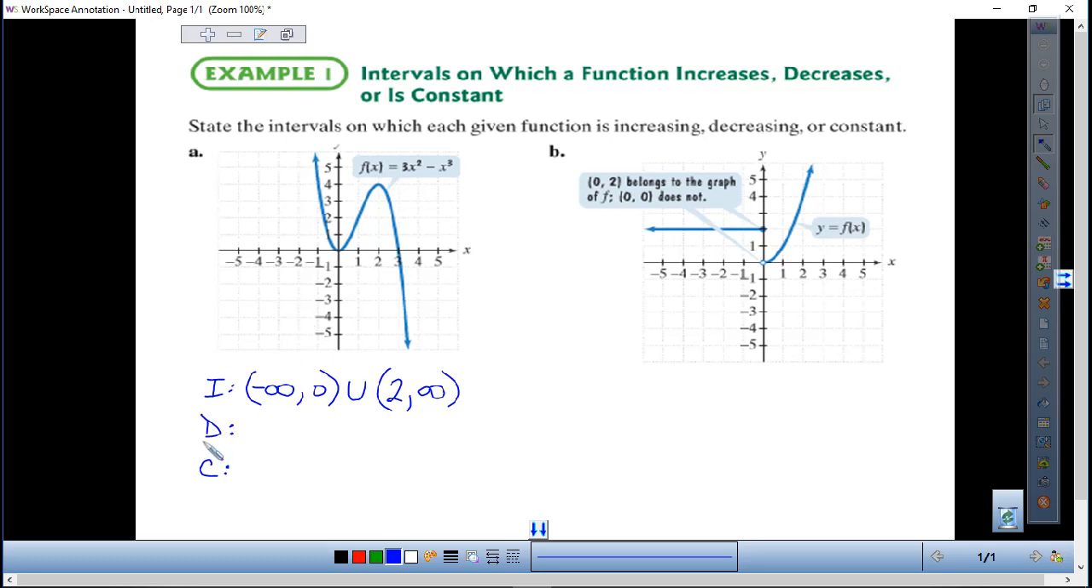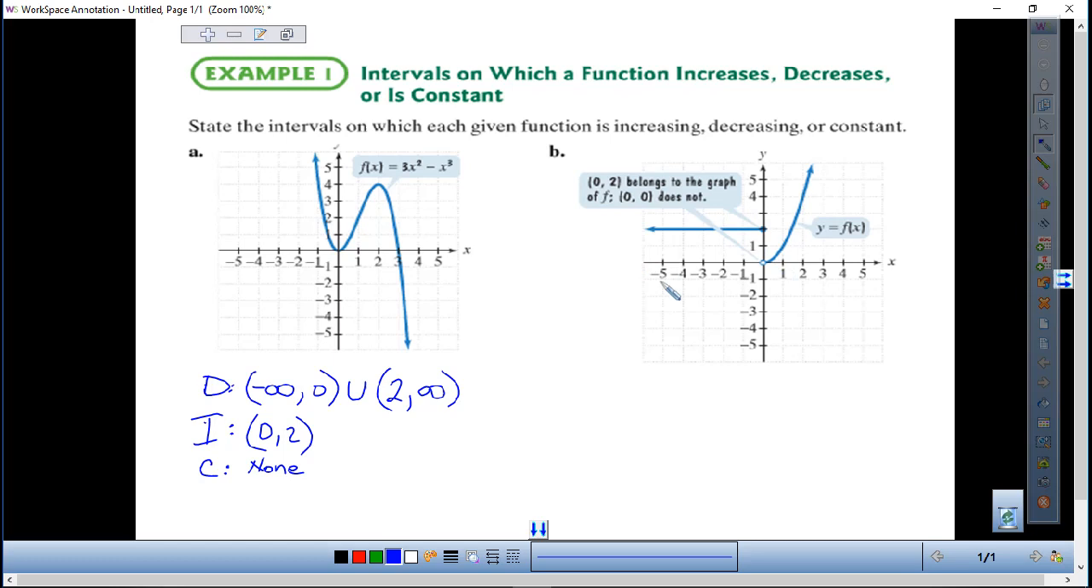All right, and where is this thing? Well, I did that wrong. That's decreasing, sorry. So let's change those. And it's increasing over the interval from 0 to 2. And that's the only interval over the domain of this function where it's increasing. Now, is there any interval in here where it's constant? No, there's not. So there's none.